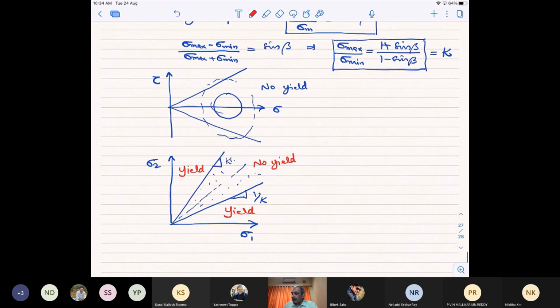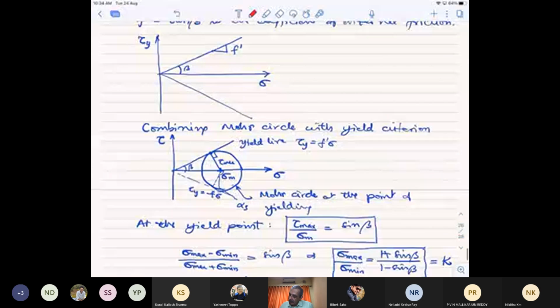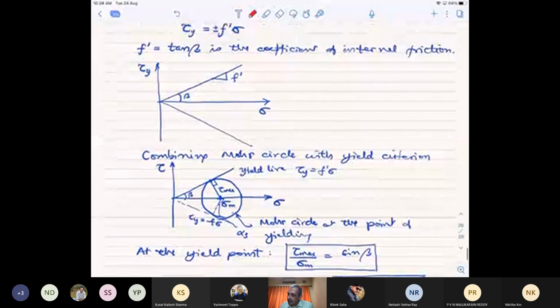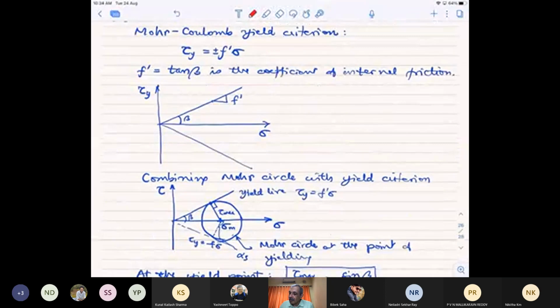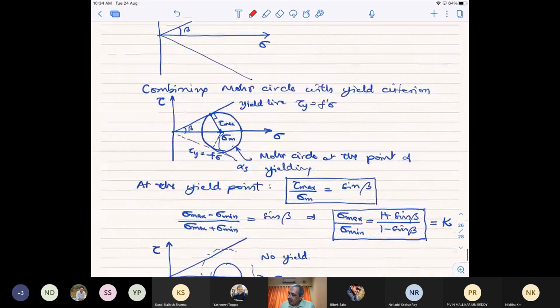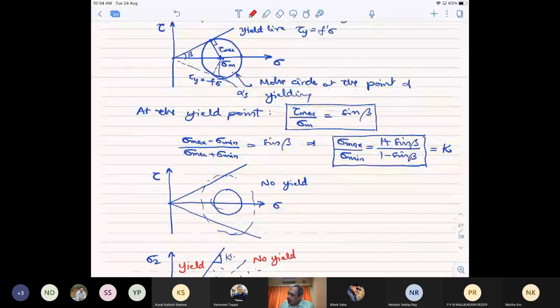So we have to understand what the stress components are, because the yield depends on both shear stress and normal stress. The simple condition for yielding to occur is that the ratio of maximum to minimum principal normal stresses should be equal to K. If it is less than K, it will not yield. Okay. So with that, I will stop here.